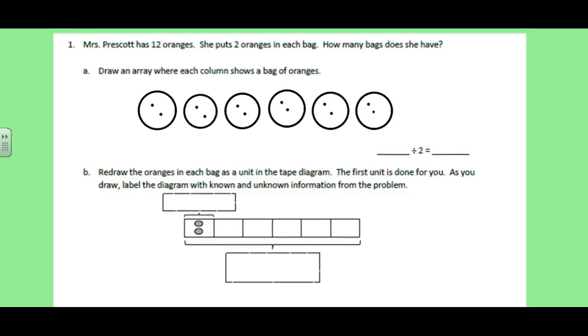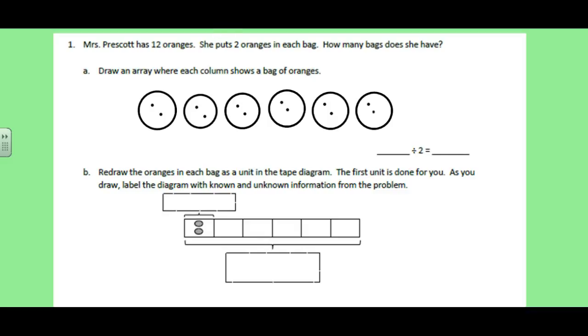Okay, so you should have had a total of 6 circles drawn, because if you were to skip count by 2 6 times, that would have given you 12. So now we can see that she's going to have 6 different bags because we have 6 different circles drawn. So from the equal groups and from the problem, we're going to write a division equation, and part of it's already done. We know we're going to divide it by 2.